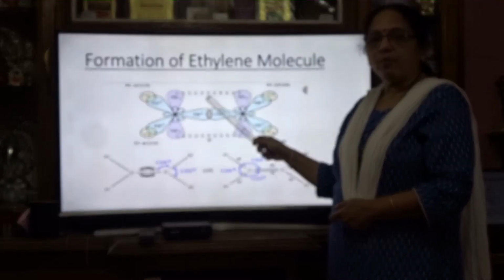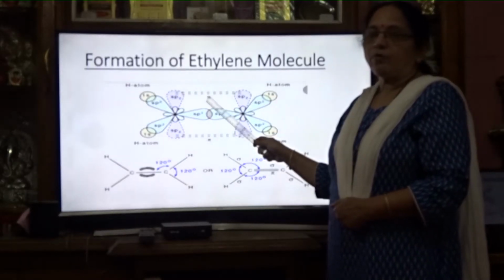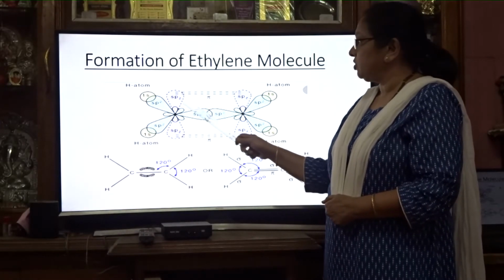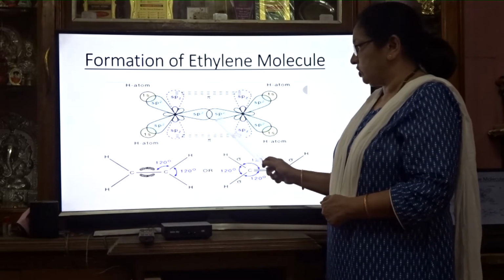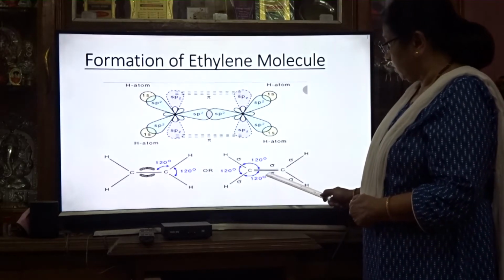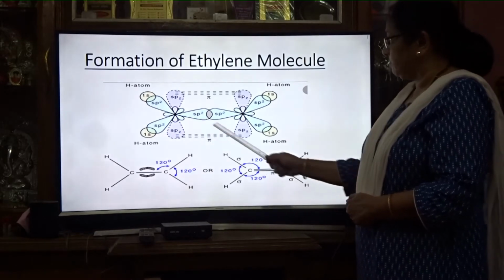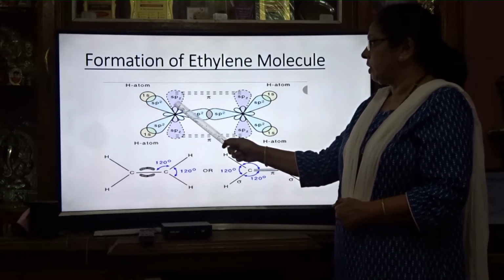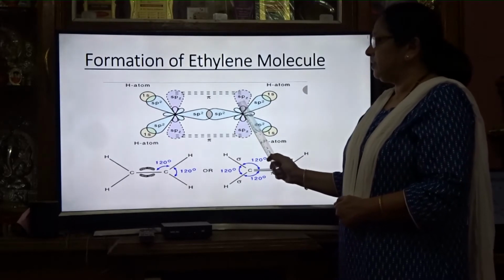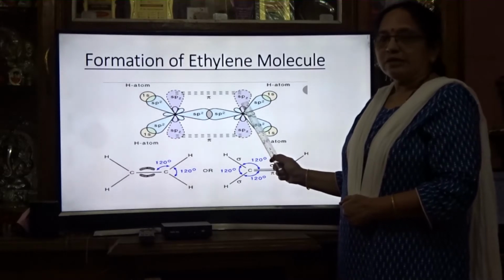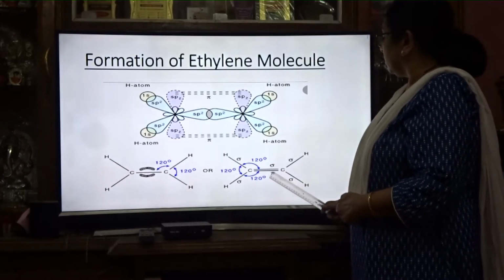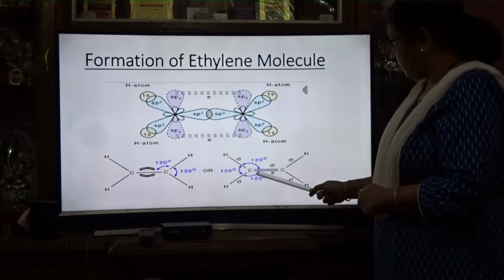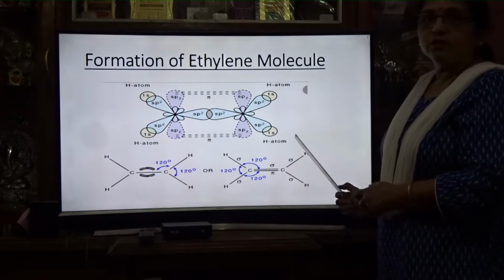What is a pi bond? The bond formed by lateral overlap of orbitals is known as a pi bond. So here one pi bond is formed and one sigma bond is formed. There are 2 bonds, one sigma bond and one pi bond. How is the sigma bond formed? The sigma bond is formed by sp2 overlap. And how is the pi bond formed? By the overlap of 2pz and 2pz atomic orbitals. This is formed by lateral overlap and is known as a pi bond. So a double bond is formed between the carbons.